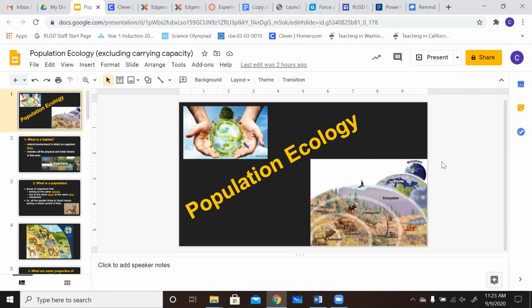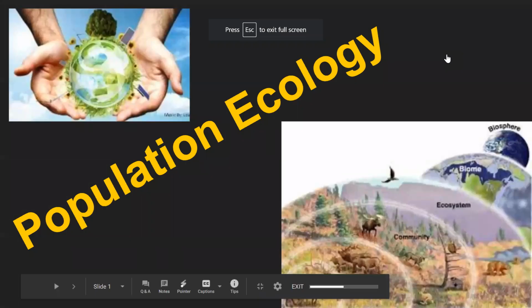Hi, Living Earth. This next category of content is going to be population ecology. Once again, you should be on the notes document that is associated with this lecture, and you should be following along and filling in the blanks as I go.